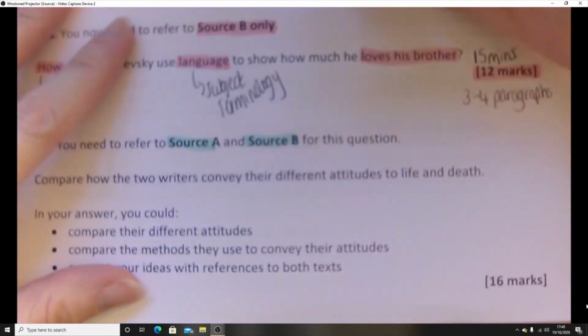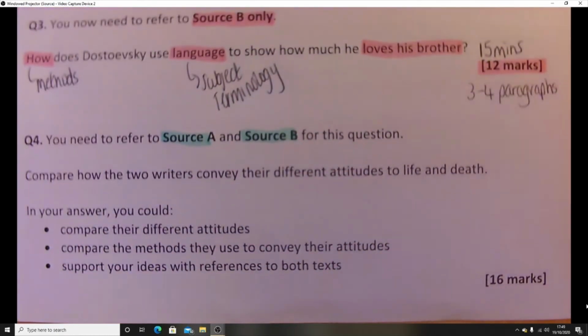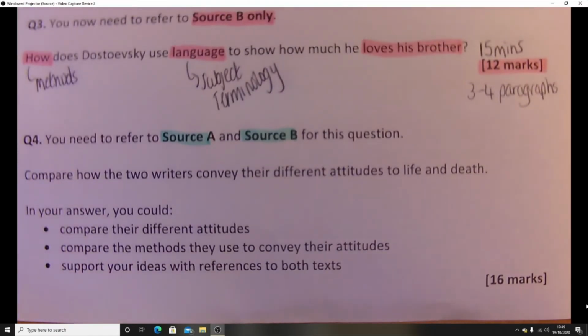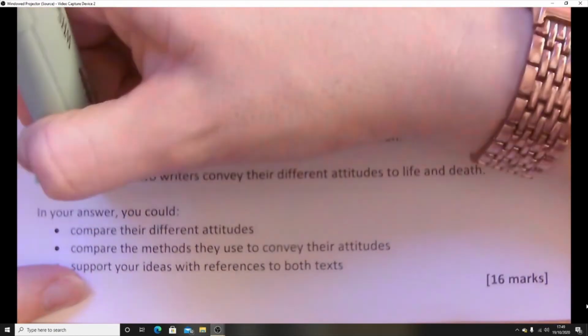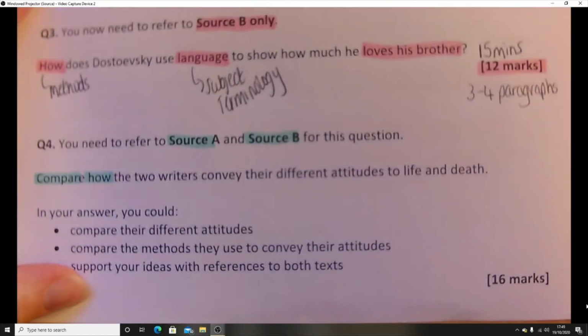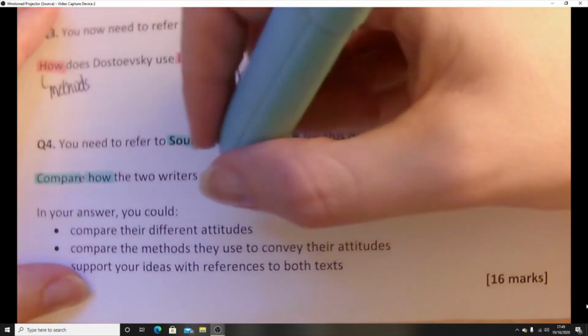So both again, which you will have already read all of for question 2. So I'm going to show you a little bit of a hint, a little bit of a cheat for answering this question. So it's asking you to compare, so it's a comparison question. Again, it's a how question as well. How the two writers convey their different attitudes to death.